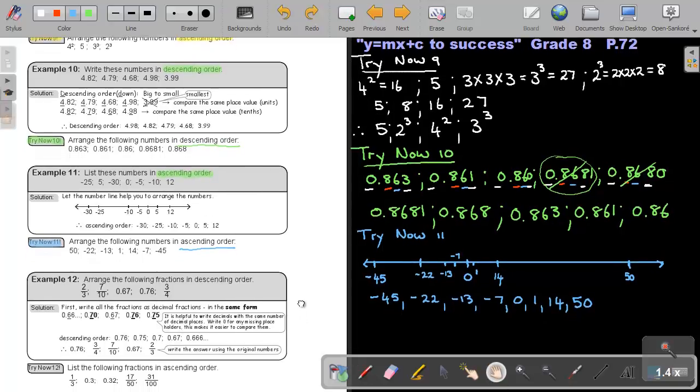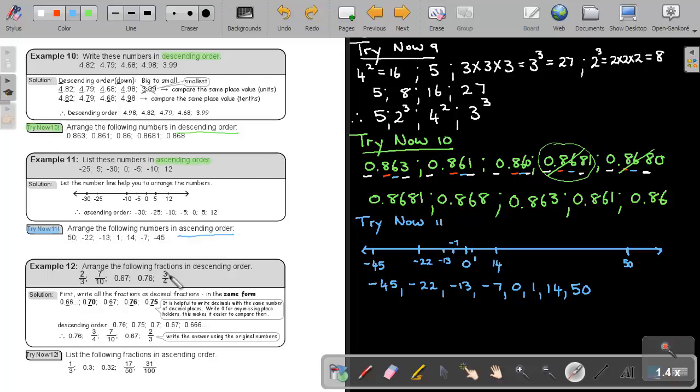Let's look at the final one. Arrange the following fractions in descending order. Now again, some are vulgar, some are decimal. You cannot compare them. First, take all the fractions to decimal fractions. Then you can compare them like we did in the previous one. I'm just comparing the positions, and first arrange the decimals. But remember to end with your final format and arrange it like that. So in this case, try now 12. Again, stop the video, and as soon as you are finished, you can continue with the video.